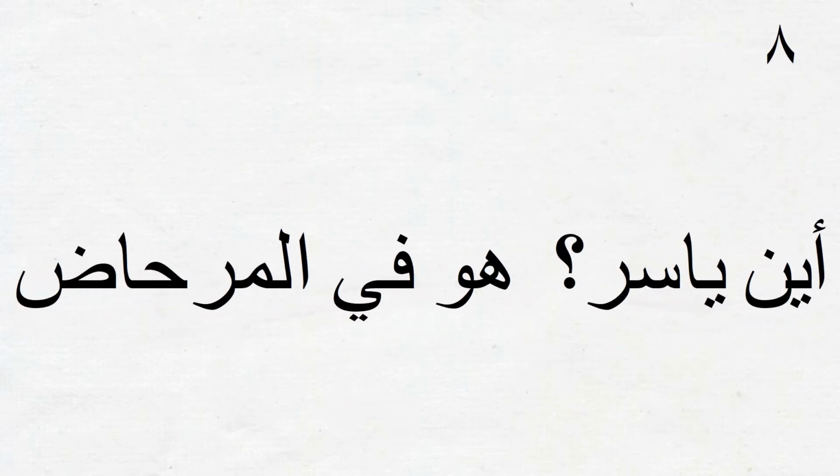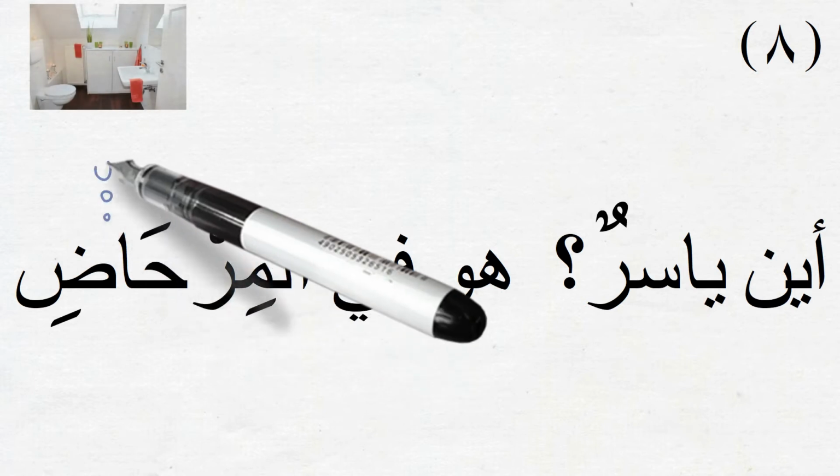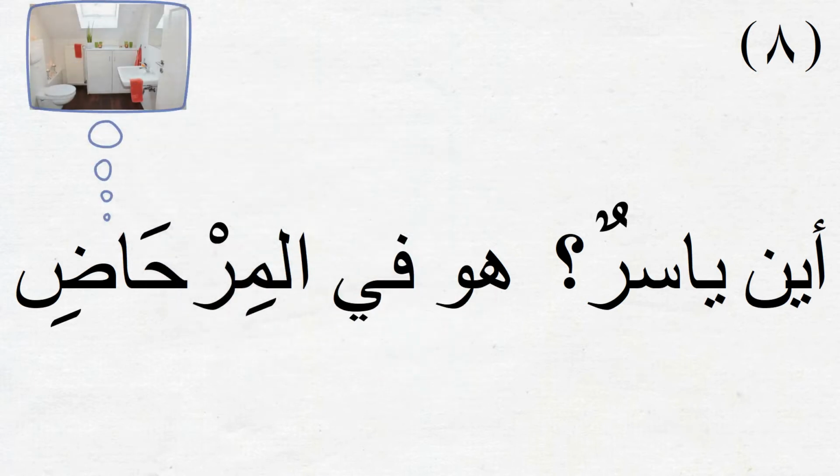Next example. أين ياسر? Where is ياسر? The answer is هو في المرحاض. We've got a new word. المرحاض is the restroom, as in the picture here. So هو في المرحاض means he is in the restroom. أين ياسر? هو في المرحاض.